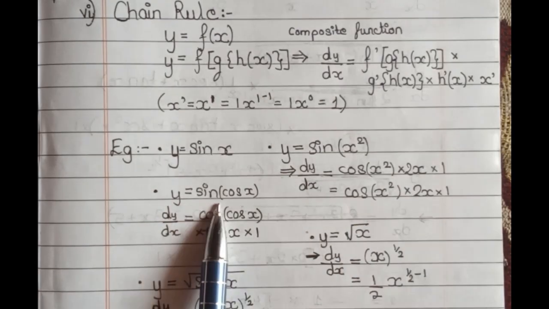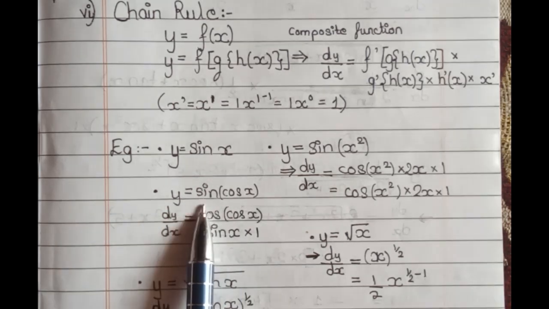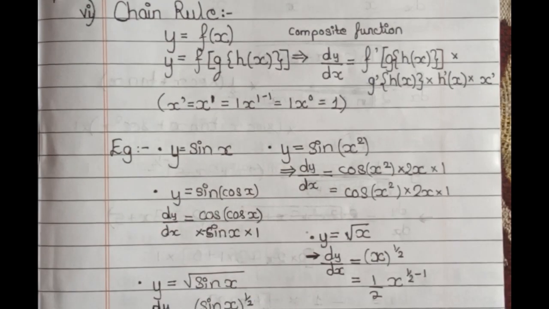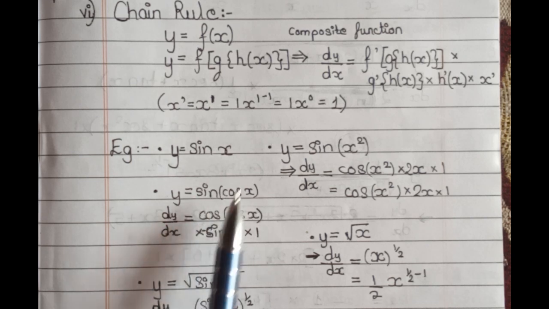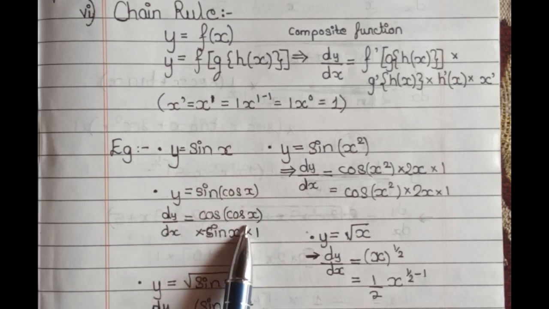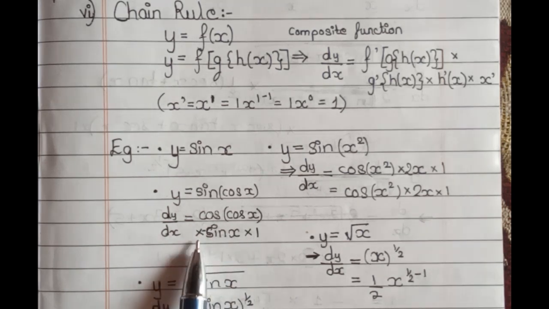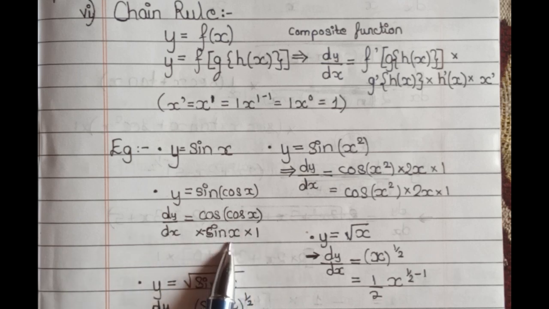Next is y is equal to sin(cos x). So in the sine function there is cos x. So dy by dx will be, first differentiate the outer, sin, and keep the cos x constant. So cos(cos x) into, now differentiate the inner, which is cos x, actually minus sin x, into, and differentiation of x is 1. Let's move on to the next example.